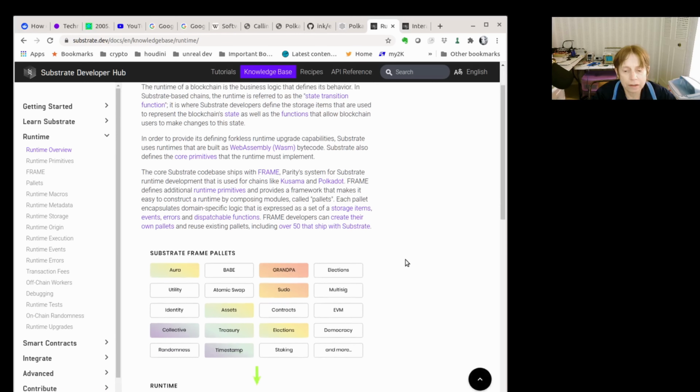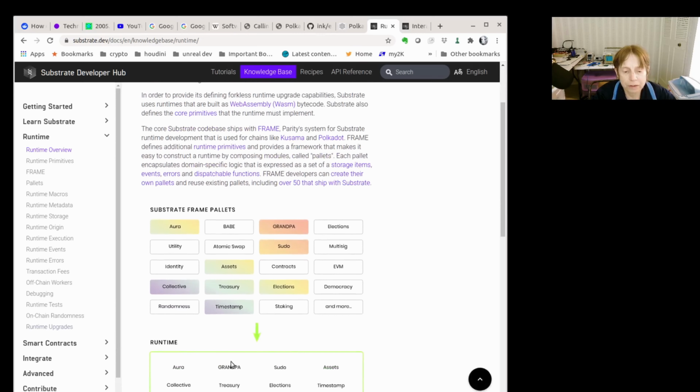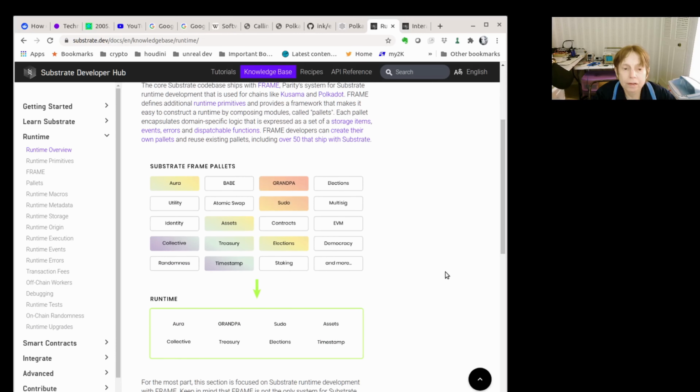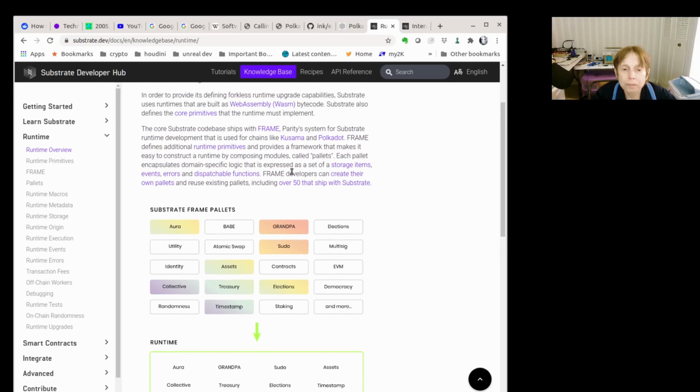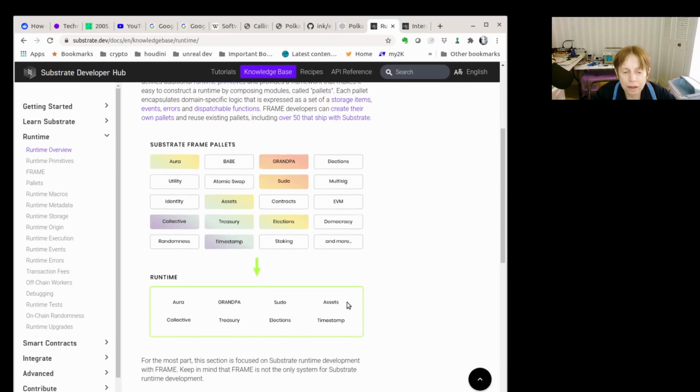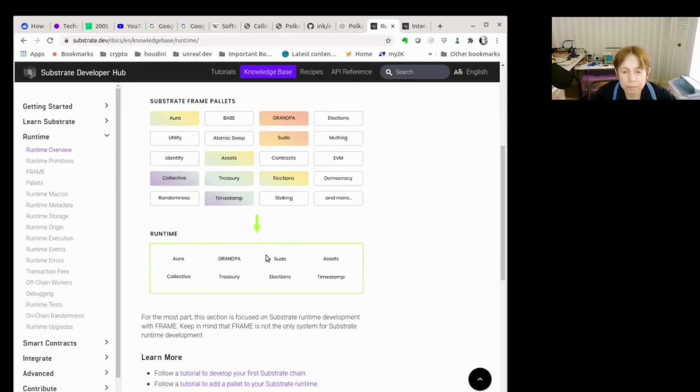And this is kind of their pre-built stuff. Substrate with FRAME, so these are the FRAME pallets. The runtime are some of the algorithms that have been developed. GRANDPA is the one, of course, that's used in Polkadot, and there are others.